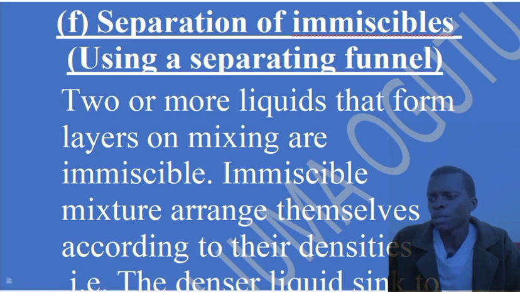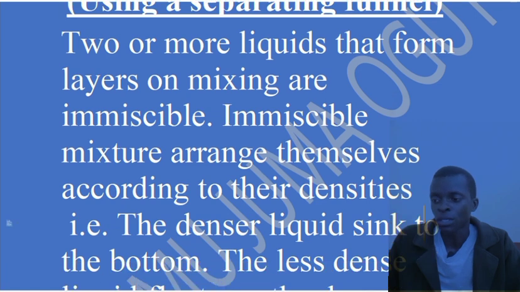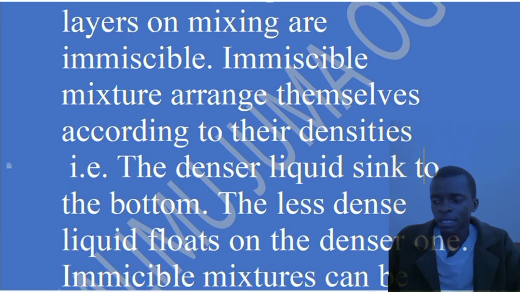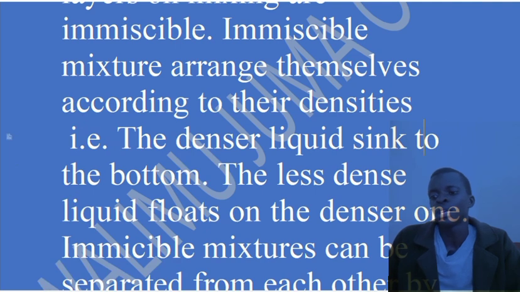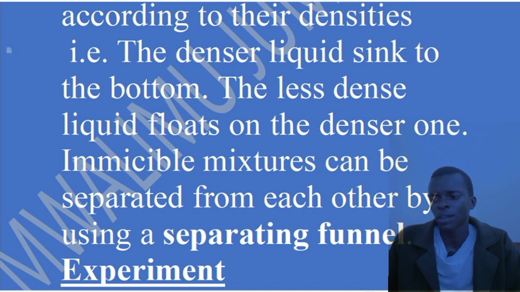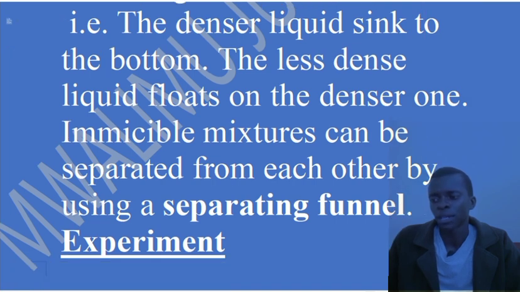Immiscible mixtures arrange themselves according to their density. That is what makes them arrange themselves, depending on the density of the liquid. The denser liquid sinks to the bottom, then the less dense liquid floats on the denser one. So immiscible mixtures can be separated from each other by using a separating funnel.